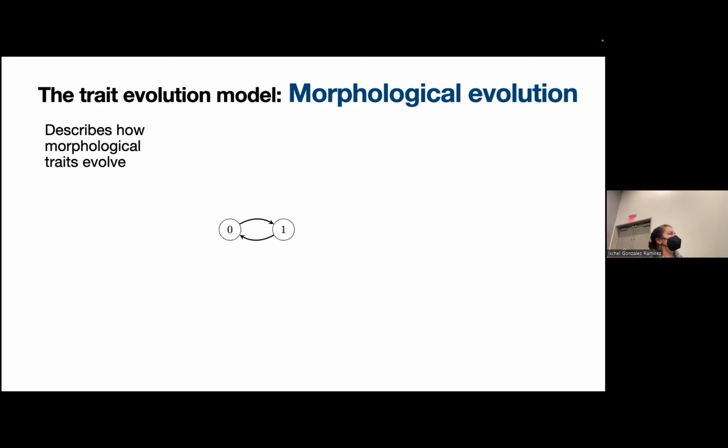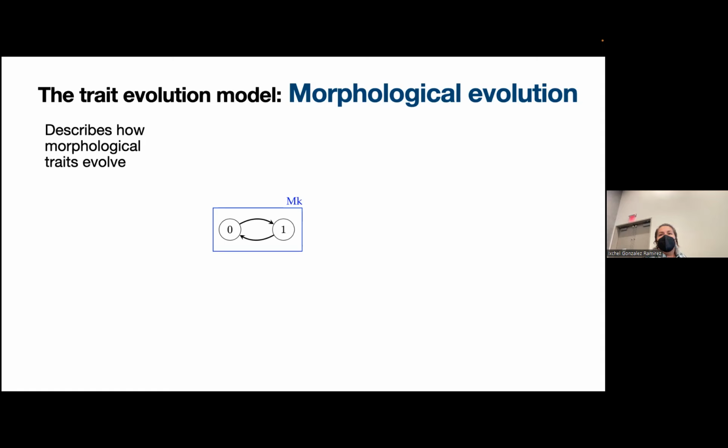And then I will assign rates. So what is the rate of going from not flower to having flower and vice versa, right? This is what we call the MK model, right? We could extend this for 3 characters, right? So it could be green, yellow, pink, whatever.